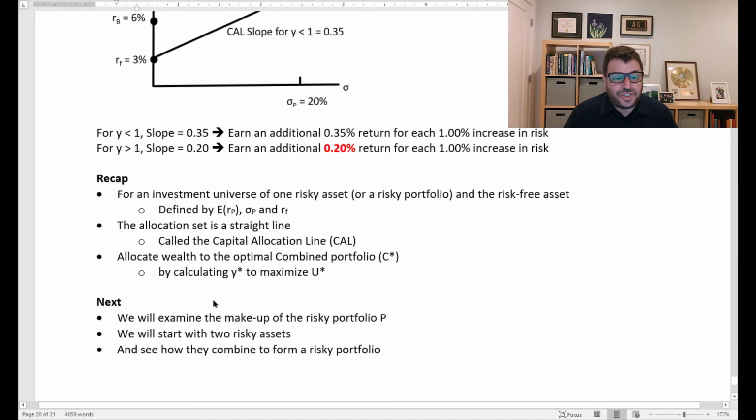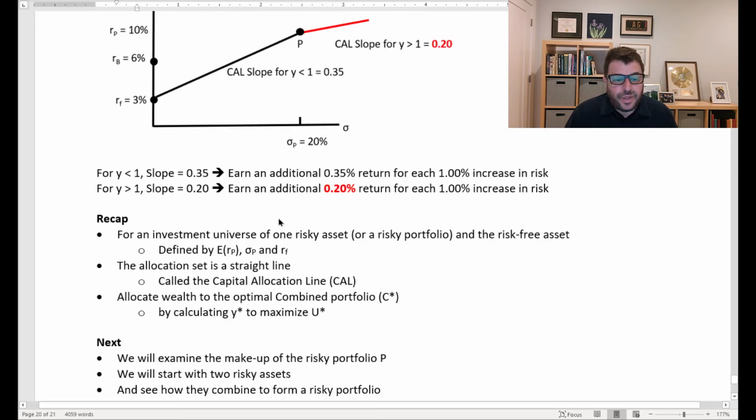Okay, just to recap this chapter. For an investment universe of one risky asset or a risky portfolio, and the risk-free asset defined by the return of the risky portfolio and the risk of the risky portfolio and the risk-free, then the allocation set is a straight line, and it's called the capital allocation line. And we allocate wealth to the optimal combined portfolio, C star, by calculating Y star to maximize U. And so everyone faces the same investment opportunity set. They choose where they want to be on this as a function of their risk aversion level. They do so by calculating Y star to maximize U star.